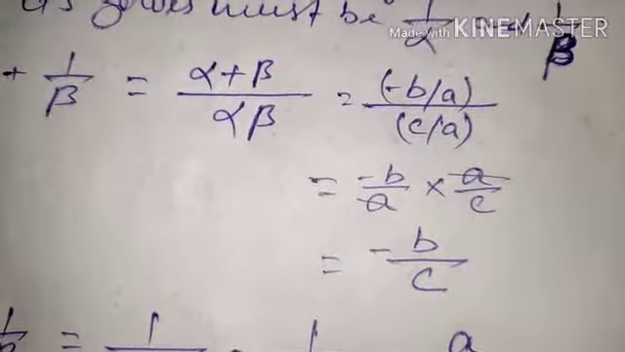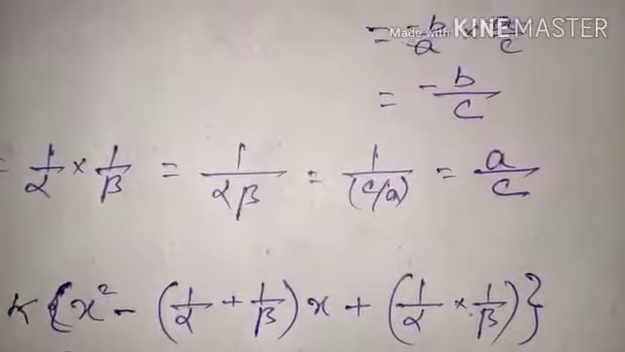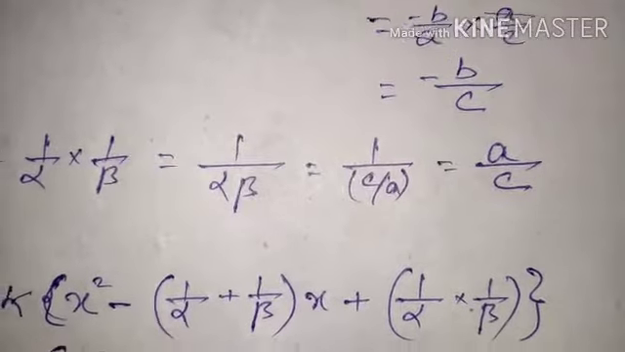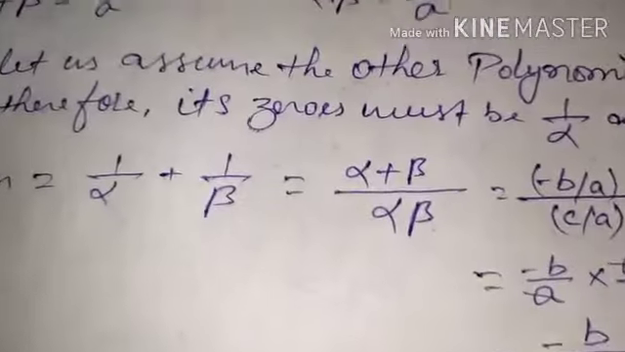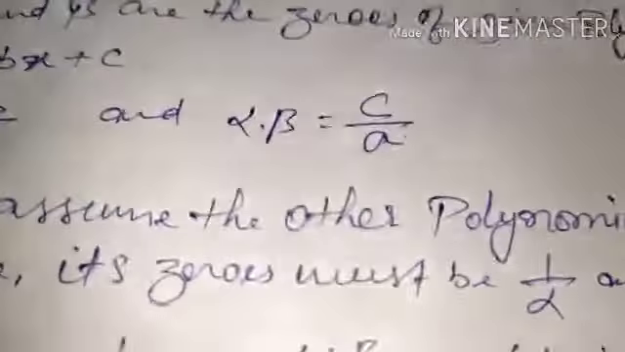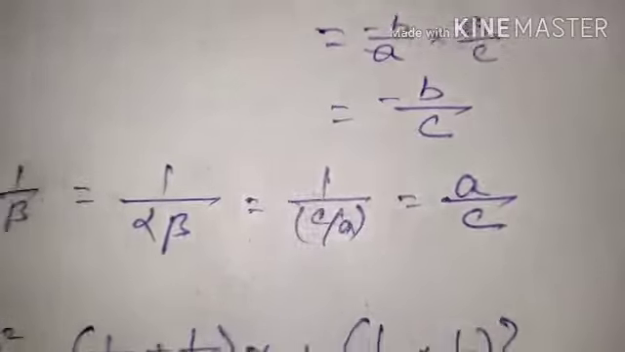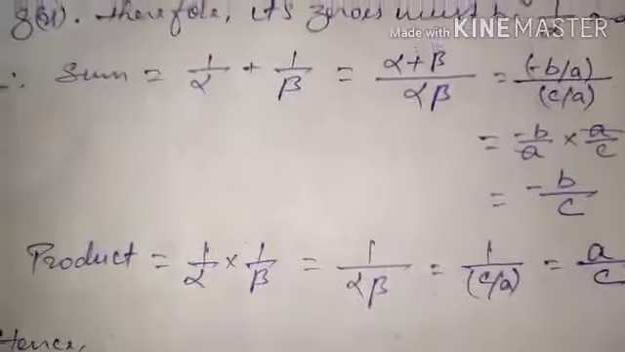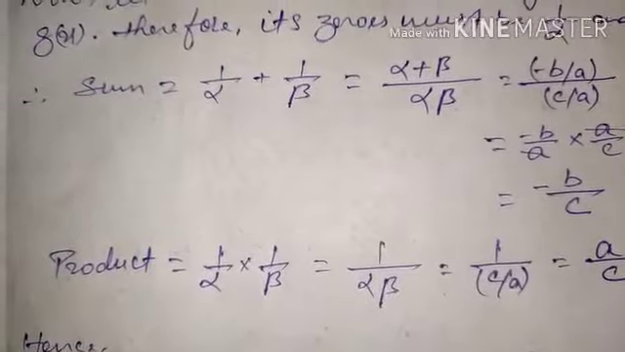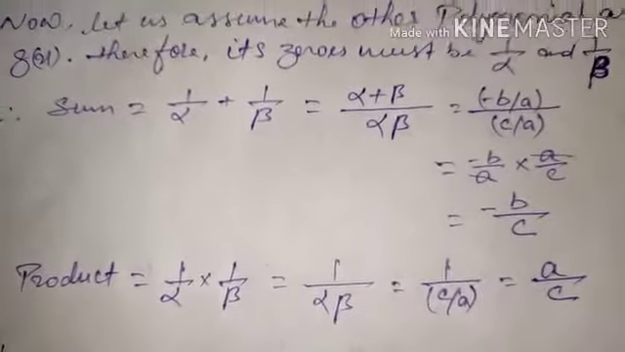Okay, now finding the product. 1/alpha × 1/beta = 1/(alpha × beta) = 1/(c/a). The value of alpha × beta is c/a. That's why we are substituting that value over here and we are getting a/c. So we have got the sum of the zeros and the product of the zeros of the new polynomial, that is g(x).